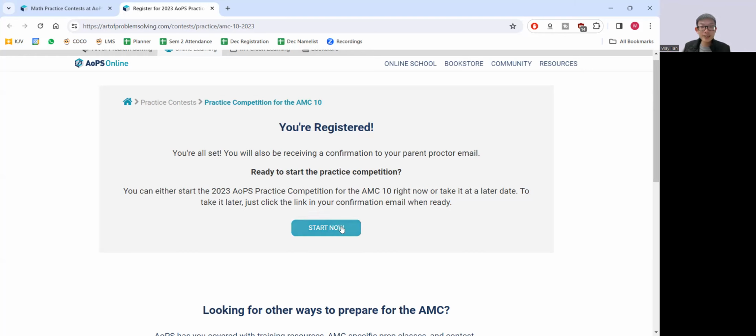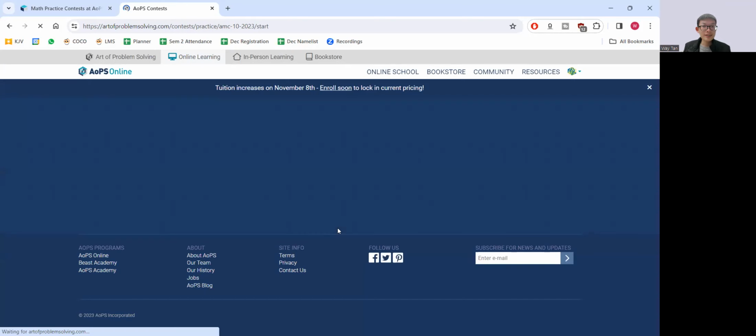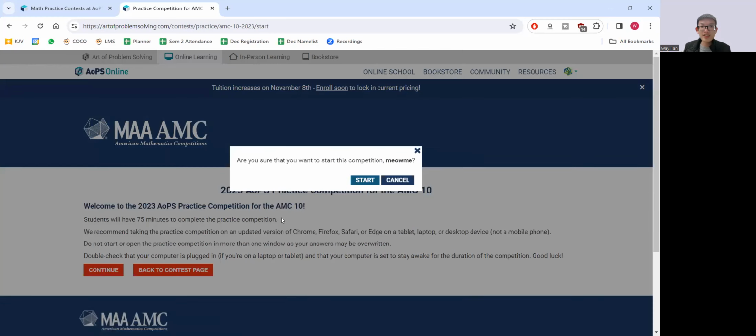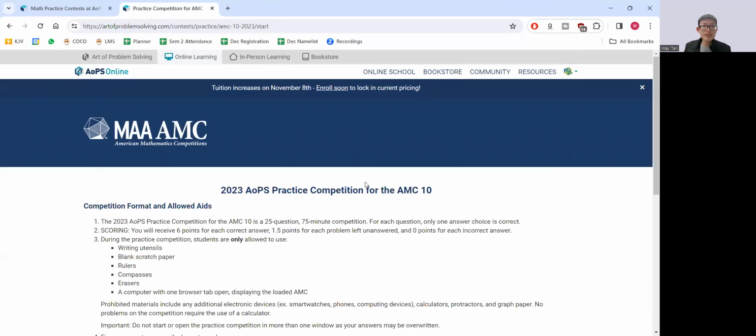Okay, so let's click start. Is there an extra screen? I think there's an extra screen. Okay, so students have 75 minutes. Double check that your computer is set to stay awake for the duration. It's currently about 10 p.m. local time. I've had a few lessons before this, so I'm trying to stay awake, but I think my computer should be fine. So let's click continue and we shall begin.